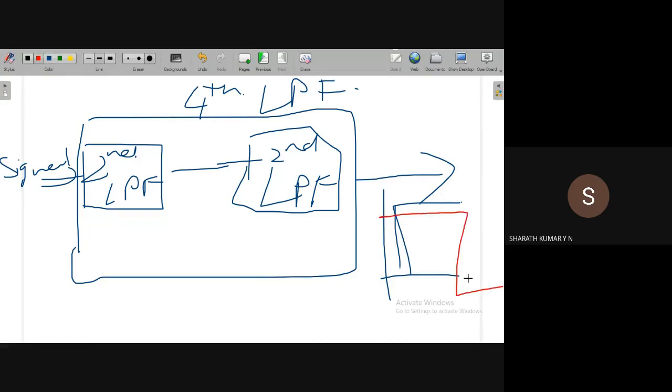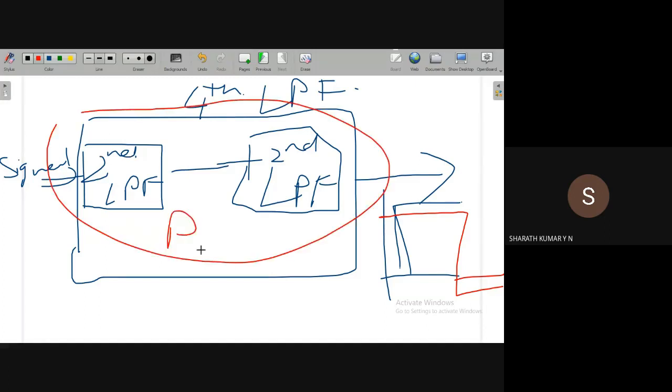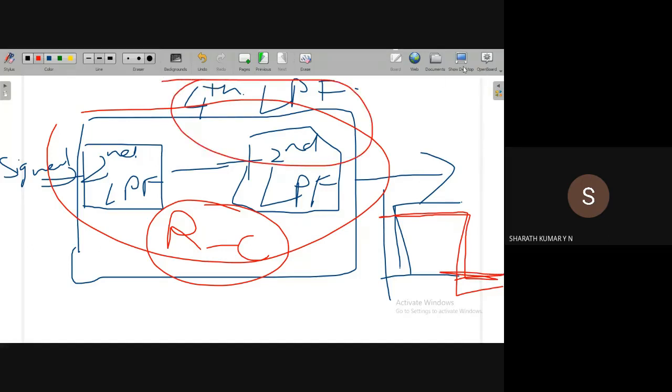But what happens is that the more RC combinations used, the first thing is the power dissipation of the circuit increases because we are using more RC combinations. There is a drawback, but we get an ideal filter response when we go for higher order filters. There is the nth order filter. That's how it is.